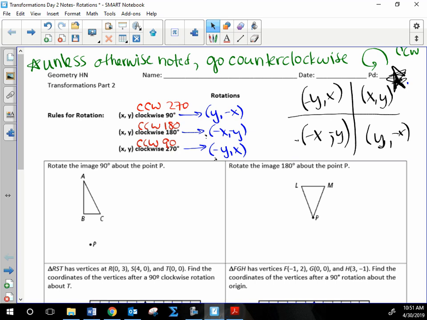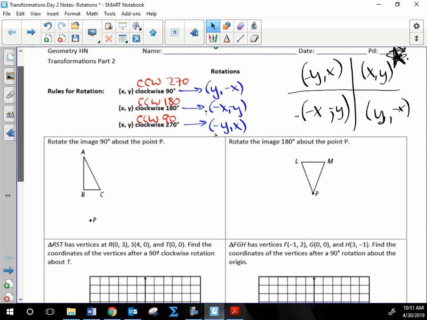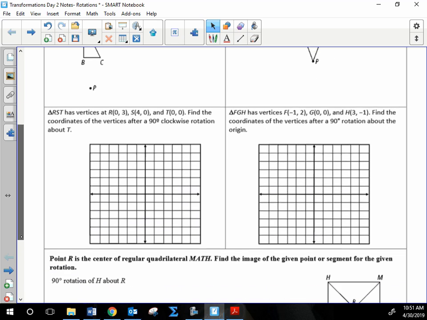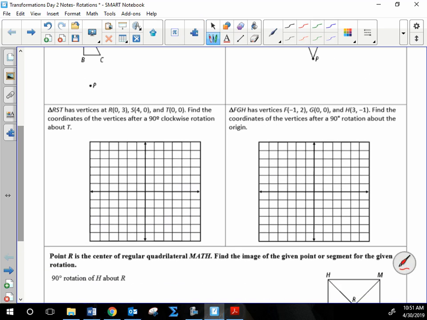Okay, I feel like my smartboard is getting unoriented again, so I might have to fix it. But let's go ahead and take a look at this problem here. Triangle RST. It has vertices (0, 3), (4, 0), and (0, 0). Find the coordinates after a 90 degrees clockwise rotation.